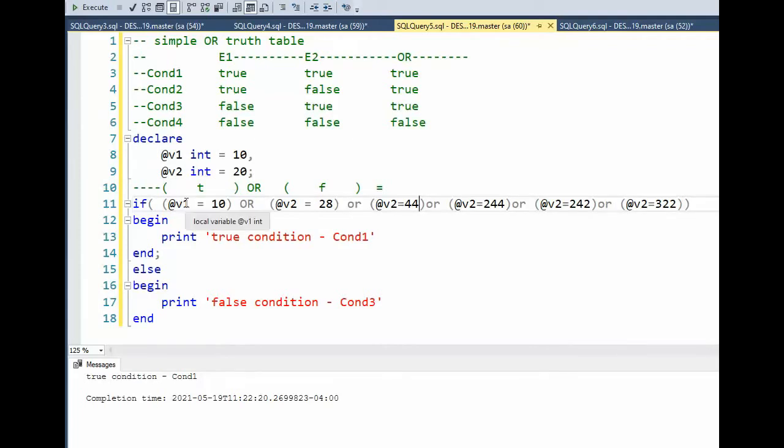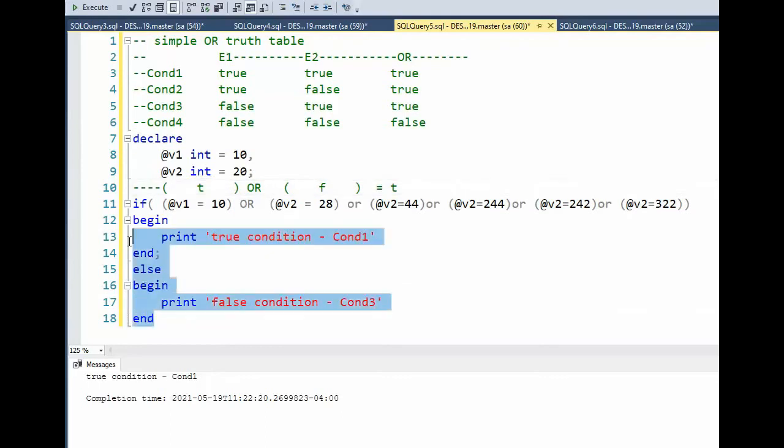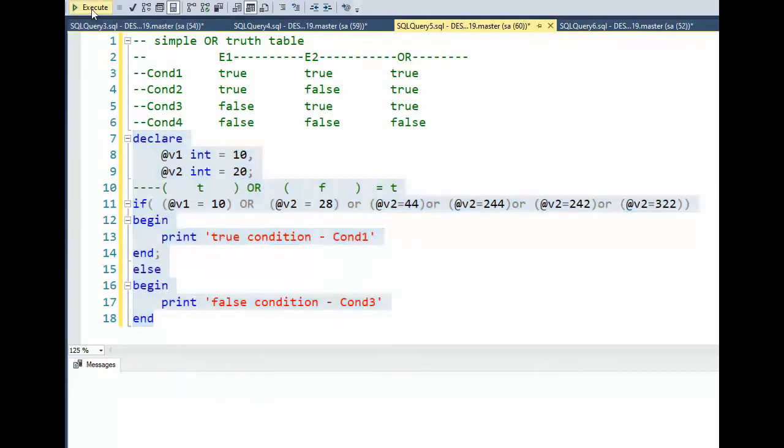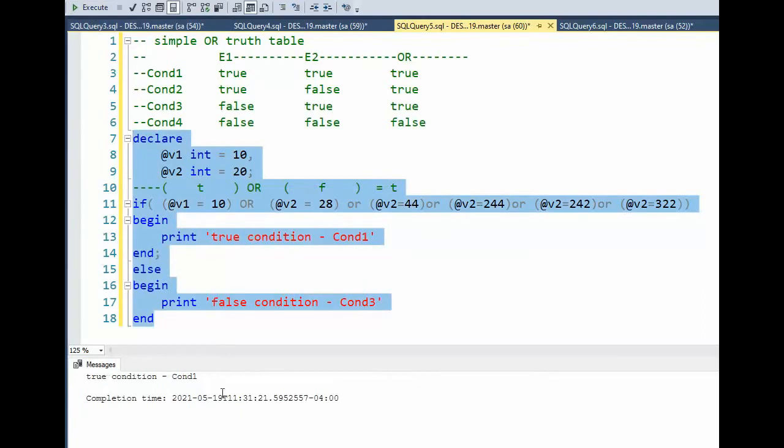Okay, so this is true. V1 is 10. It really doesn't matter about the rest of these because the rule with the or is at least one of these has to be true for the expression to be true. So all of these other ones are false, and because this is true, this is going to evaluate to true. True condition.